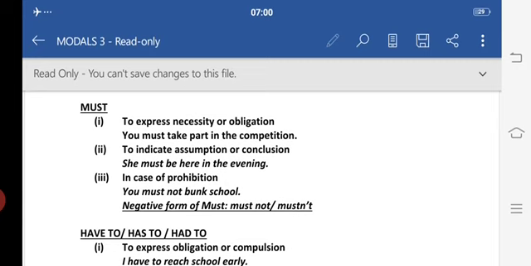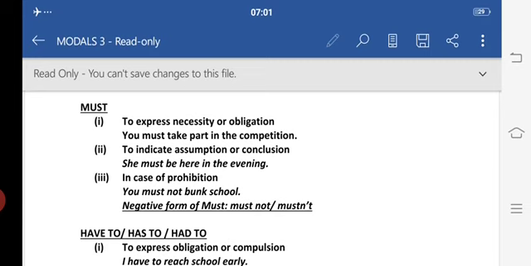Must is used to express necessity or obligation, or it's a kind of duty, we must say. It also refers to laws and regulations. For example, you must take part in this competition. So it's a necessity that you must take part in this competition. Some more examples we can take.